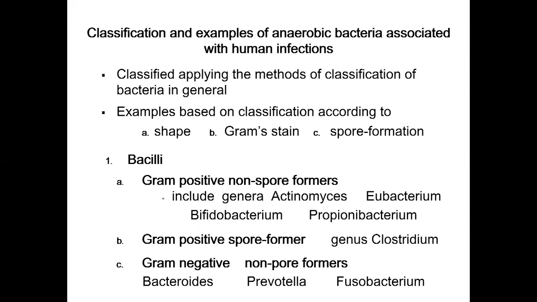Secondly, other bacilli which are gram-positive but spore forming. We are going to elaborate on this group. The main genus here is genus Clostridium. And then there are gram-negative bacilli, which are strict anaerobes, and the gram-negative bacilli usually are non-spore formers. They are not associated with spore formation. So you just have gram-negative, non-spore forming anaerobes. And there are again very many genera there. Examples given there are Bacteroides, Prevotella, and Fusobacteria.